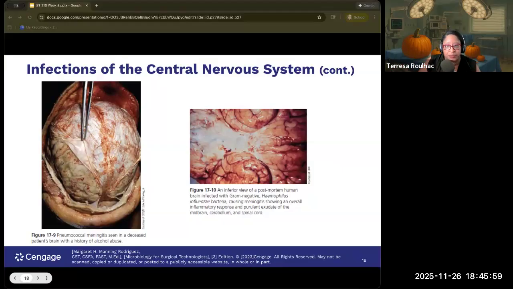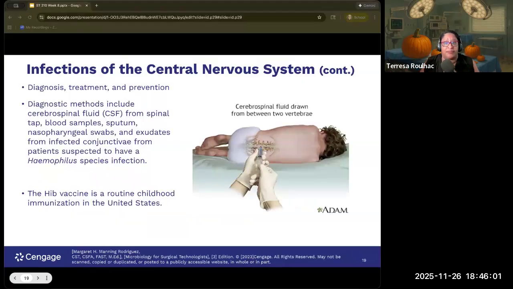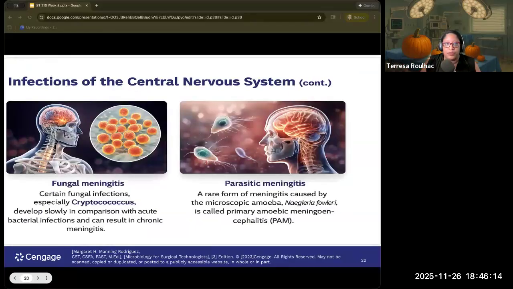Okay. So I talked about the spinal tap. We're grabbing a sample of that cerebral spinal fluid. We want to make sure this is indeed what we're working with. It's going to help identify the bacteria in the bloodstream. But we're not done with things trying to get into our central nervous system.